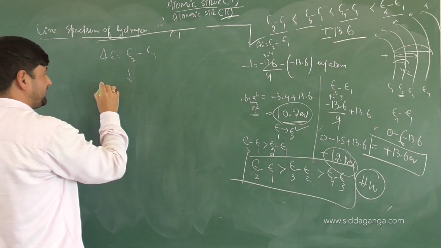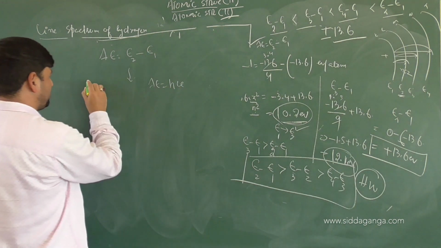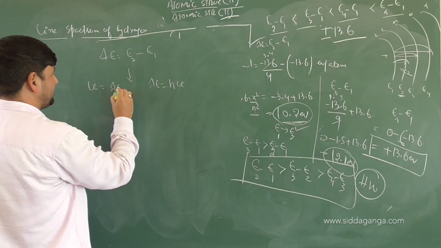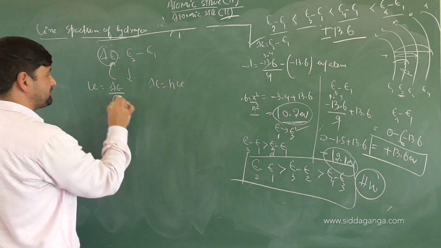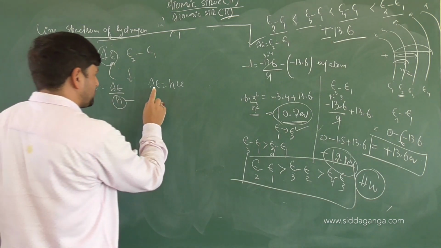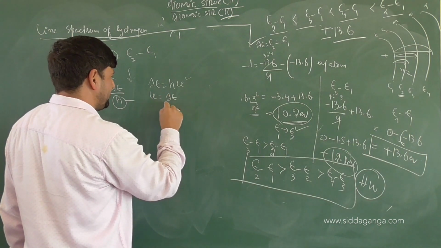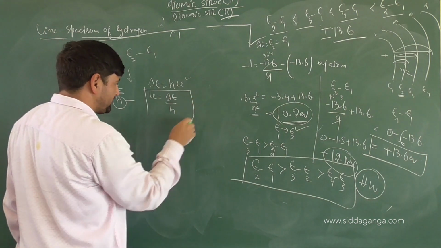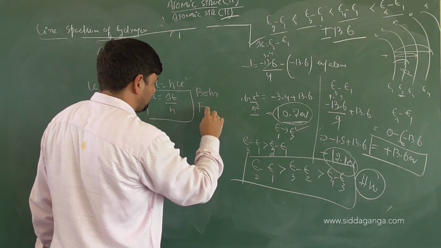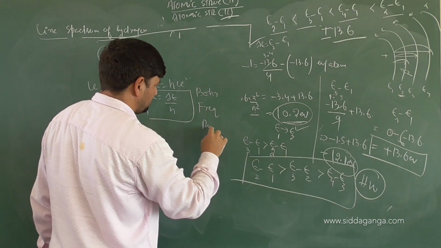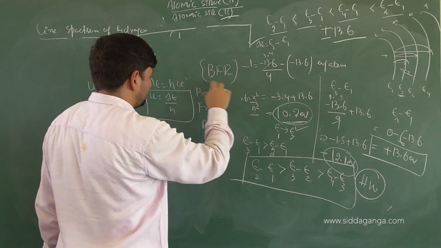Then use the frequency equation, that is delta E equals h nu. So nu equals delta E by h. Delta E you will calculate from here, and h is Planck's constant, you already know the value. So delta E equals h nu. I said last time nu equals delta E by h. What is this called? It is called the Bohr frequency rule.